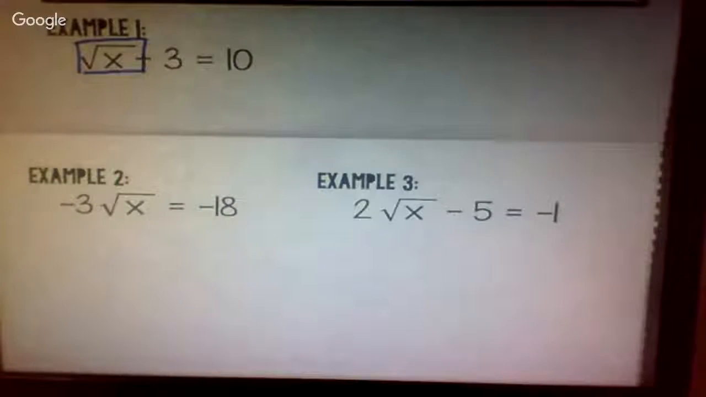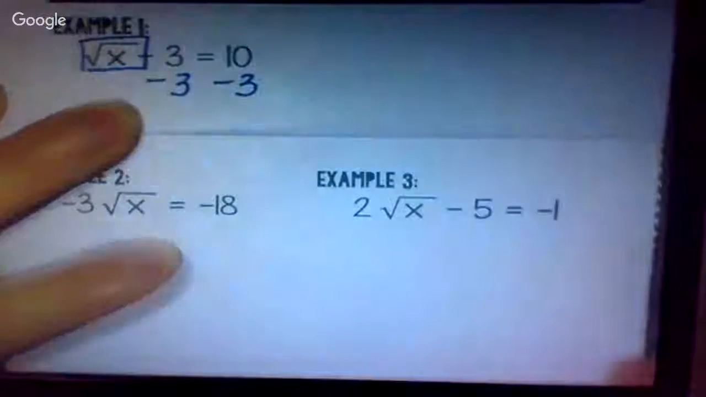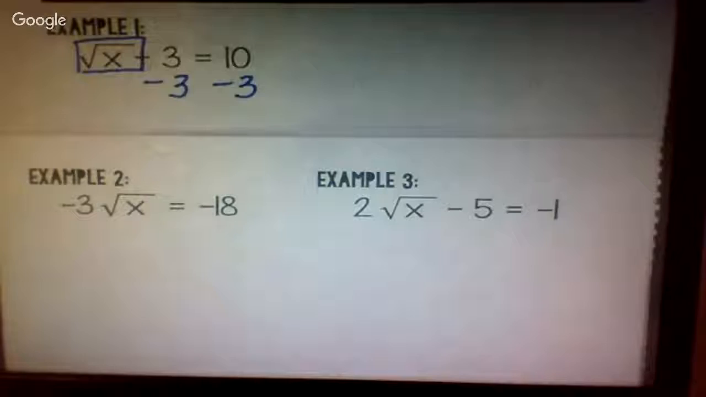I need to get rid of everything outside of that box first. What do I have outside of that box? A positive 3. So to get rid of it, I need to subtract it. So we subtract 3 from this side and subtract 3 from this side. When I subtract on this side, these cancel. So I'm left with the square root of x equals 10 minus 3 is 7.